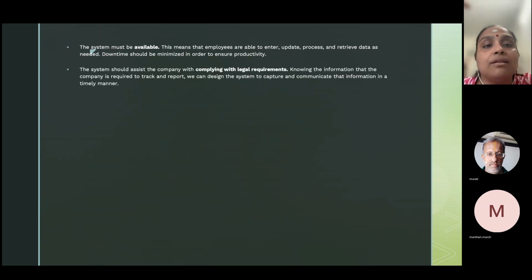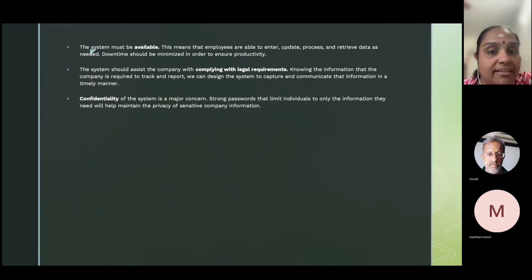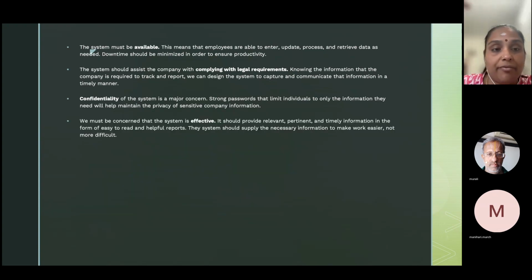Then the system should assist the company with complying with legal requirements. Knowing the information that the company is required to track and report, we can design the system to capture and communicate that information in a timely manner. Then confidentiality, just like I said, irrespective of whether you are prepared for the answer or not, confidentiality could be one thing. Then strong passwords that limit individuals and protect privacy of sensitive company information.